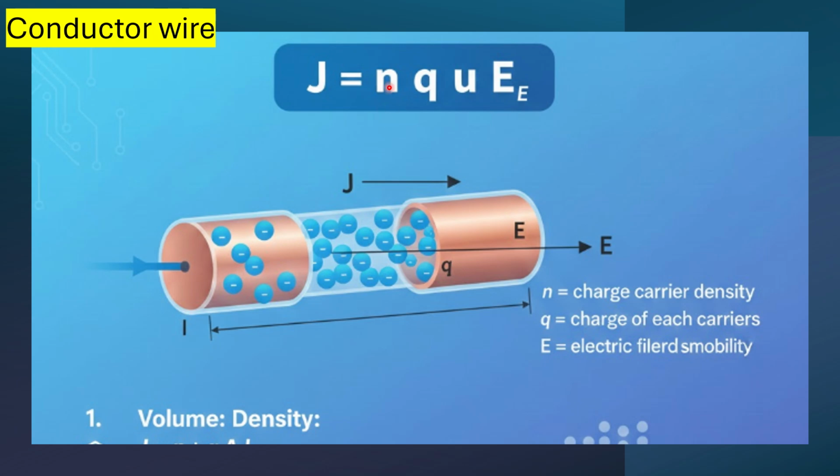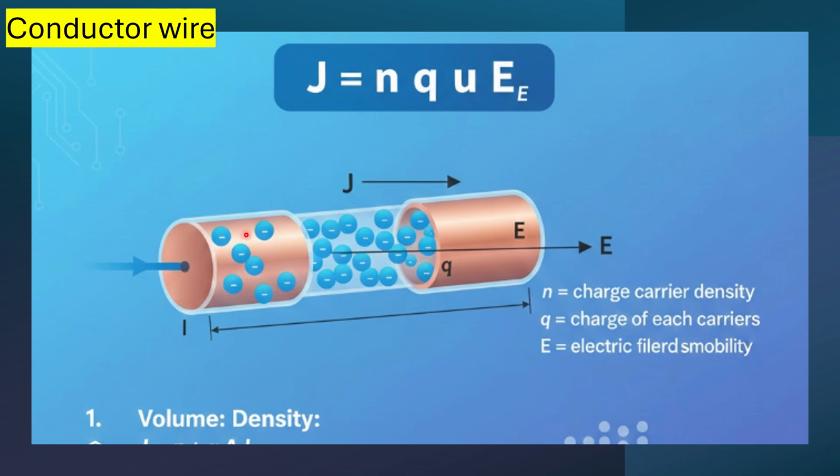So J you can find: n is the number of electrons, the charge carriers, that is charge density, so number of electrons per unit volume, per unit centimeter cube or meter cube. And q is the charge, that is 1.6 into 10 to the power minus 19 coulomb for one electron, right? Then mu is the mobility, that is how fast the electron is moving inside your conductor wire. And E is your electric field, due to the application of some external battery voltage.